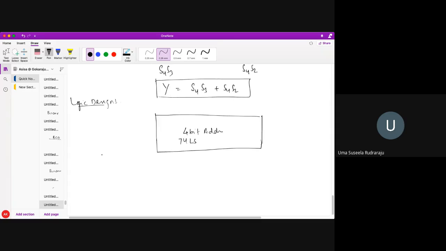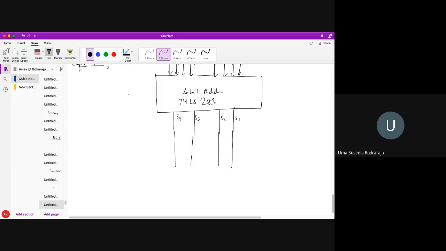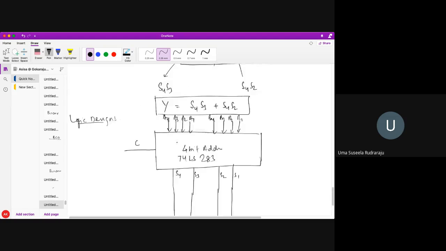Okay, 4-bit adder circuit. It takes the inputs 4-bit A and 4-bit B: A4, A3, A2, A1, B4, B3, B2, B1. 74LS283 is the IC and it generates a 4-bit sum. What are those? S4, S3, S2, S1. So these are the adders, and along with that, it may generate some carry. Now what is the error that will come? The error is S4 S3 plus S4 S2.